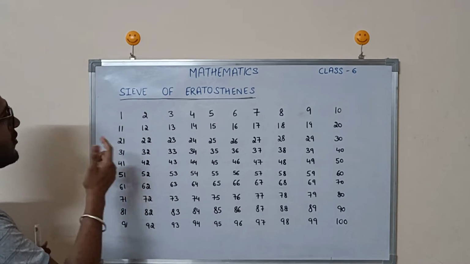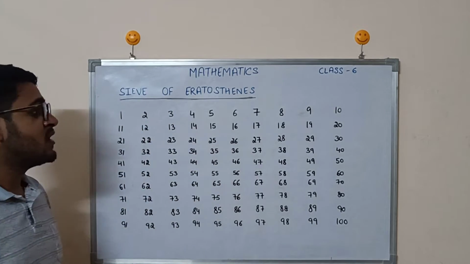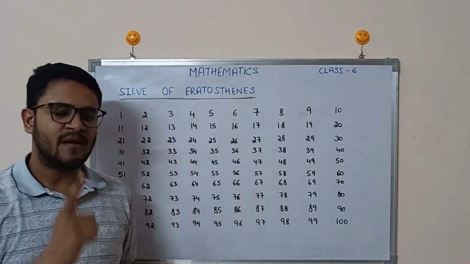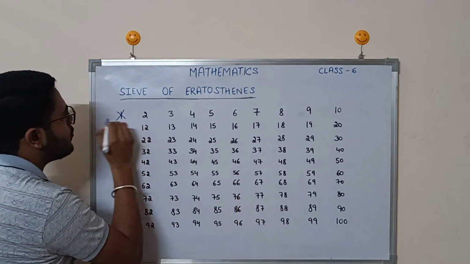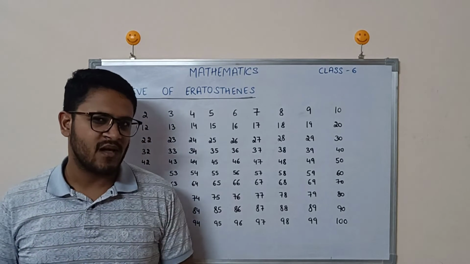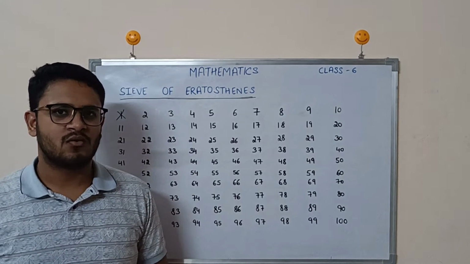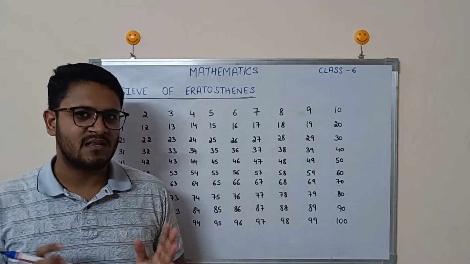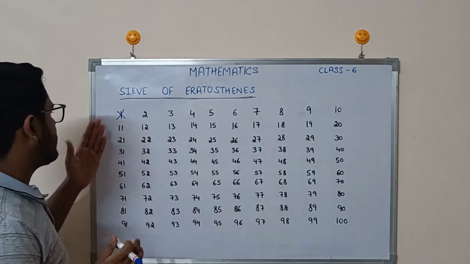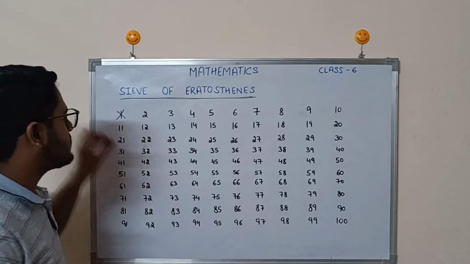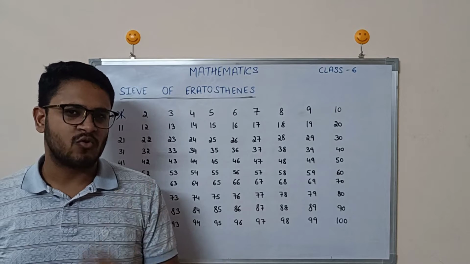Okay. First of all, write all the numbers starting from 1 up to 100. After writing this, our step 1 is cross out the number 1. But why? You understand, right? In the previous video, we talked that 1 is neither a prime number nor a composite number, right? So that's why we are going to cross it out. Okay. Understood? Now let's go to step number 2.